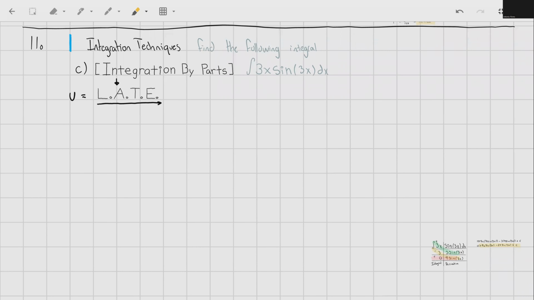This is question 11, part C, integration techniques. I'm doing integration by parts. So this is using the chart method, actually. So what we're doing here is taking this integral, which is the integral of 3x sine 3x. And we're splitting it in the middle into a chart. And on the left side, we're taking the integral. On the right side, we're taking the derivative.